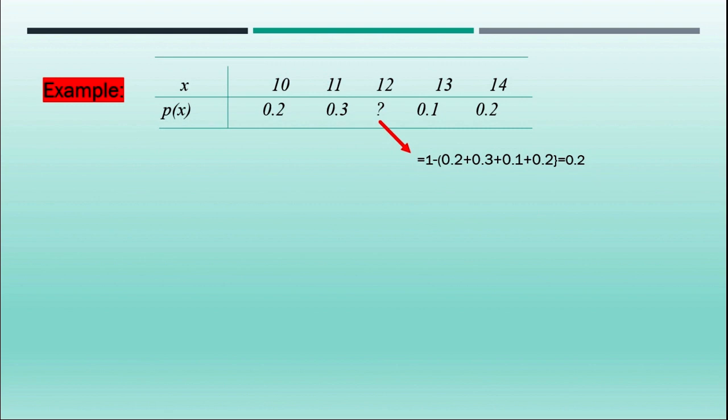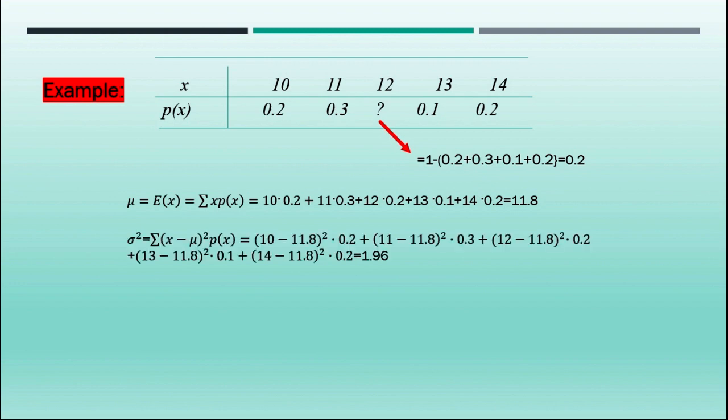Now, let's use the definition to calculate mean first. Each x times the corresponding probability, and then sum them. The result is 11.8.